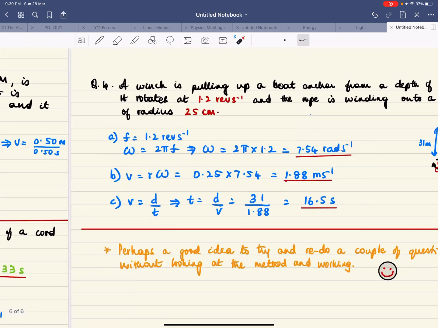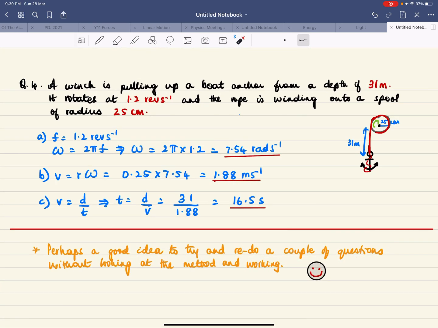Okay, question number 4, I had to move on to this page. It is about a winch that is pulling up a boat anchor from a depth of 31 meters. It rotates at 1.2 revs per second, and the rope is winding onto a spool of radius 25 centimeters. I tried to draw the diagram for you here. That's a winch which is turning this way, and so it's pulling the anchor up. First of all, you have to recognize the 1.2 revs per second indicates frequency. So to get the angular speed, you just multiply 2 pi times f and you get the answer.